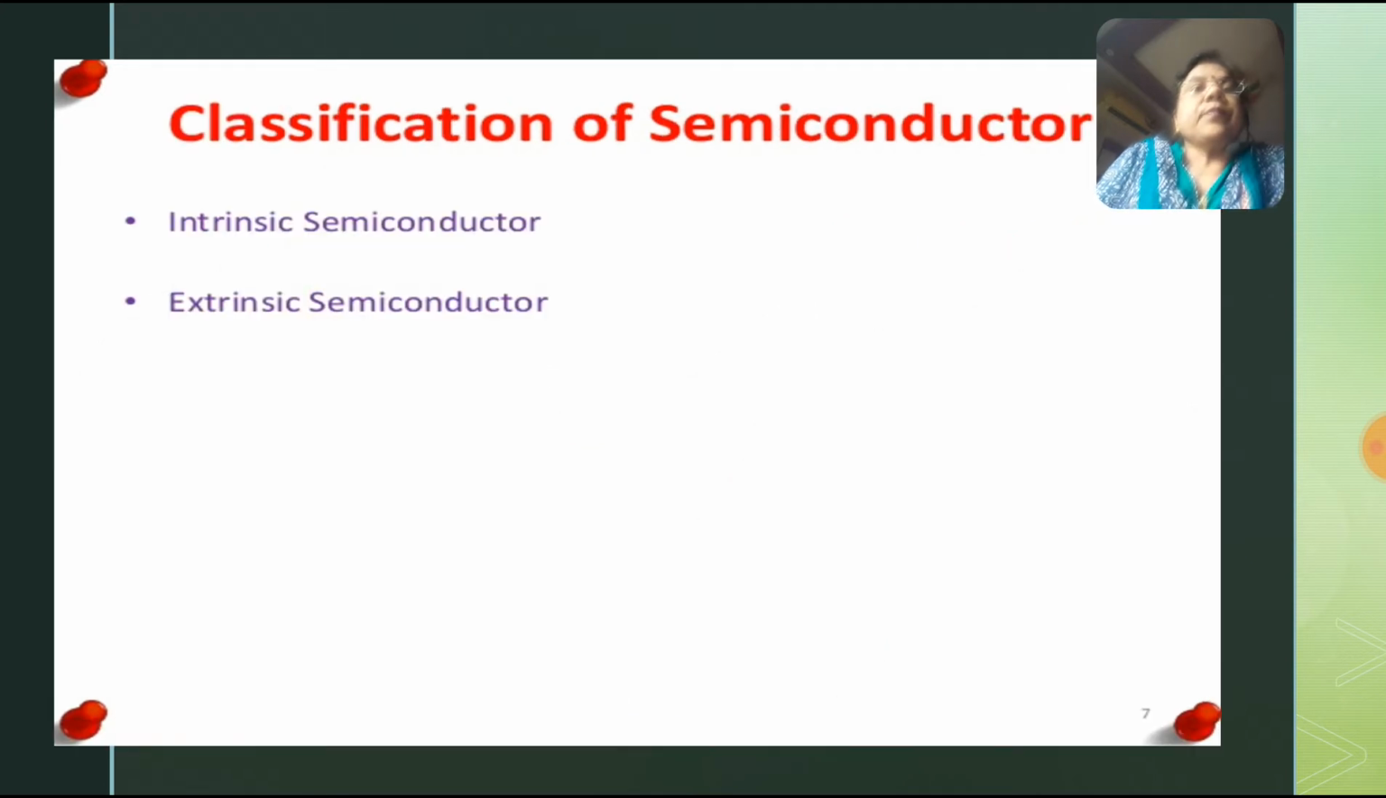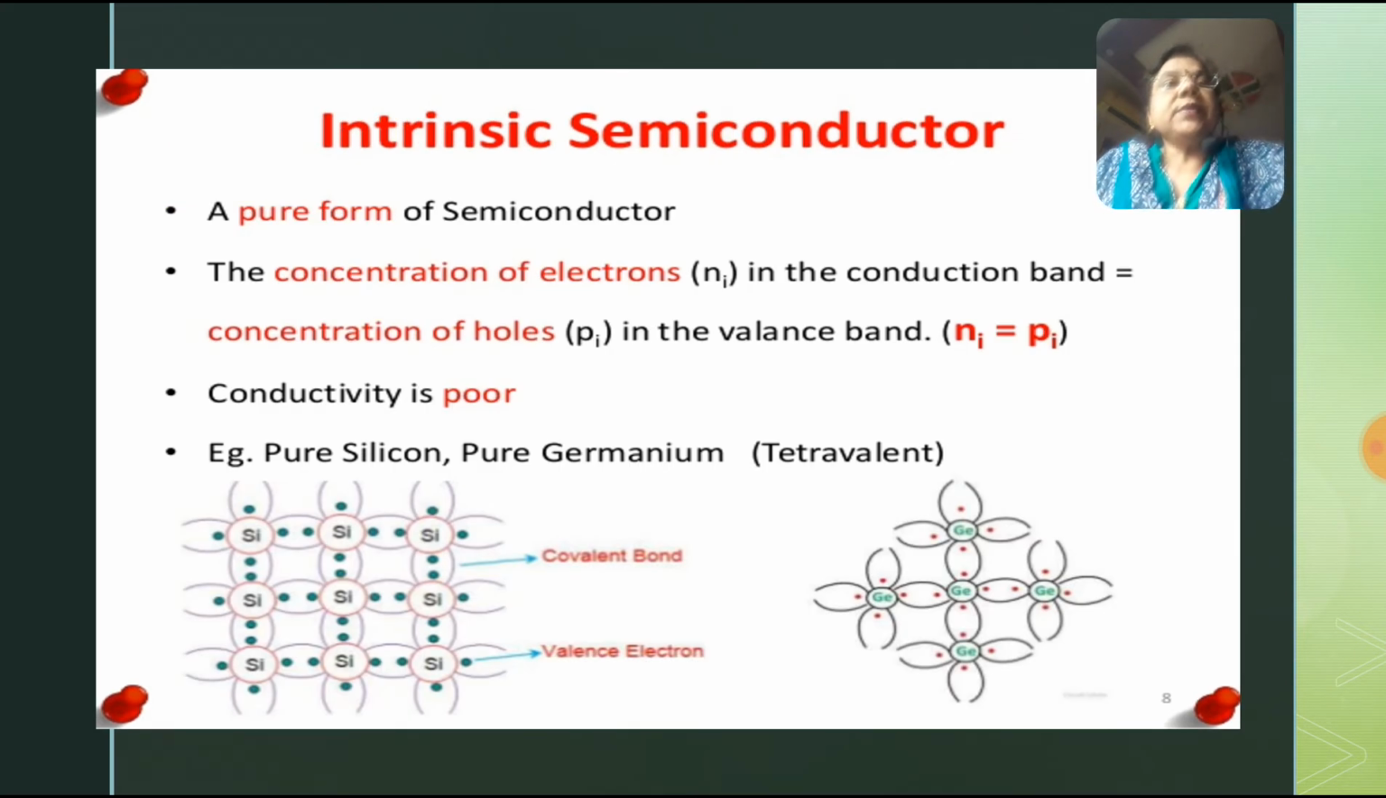Okay. Now the classification of semiconductors. There are two types of semiconductors. One is intrinsic semiconductor, the other is extrinsic semiconductor. Now what is meant by intrinsic semiconductor? A pure form of semiconductor is known as an intrinsic semiconductor. The concentration of electrons in the conduction band is equal to the concentration of holes in the valence band. So Ni is equal to Pi in intrinsic semiconductor. Now conductivity is very poor.